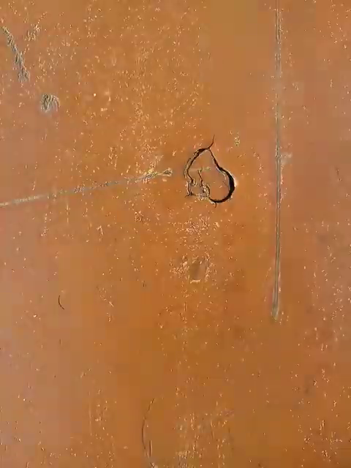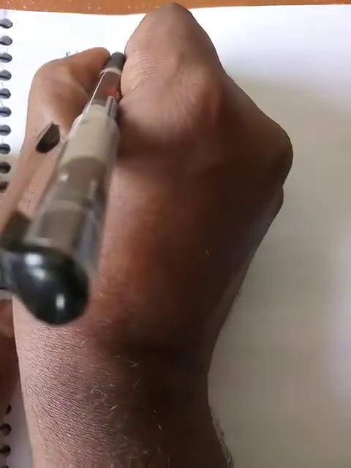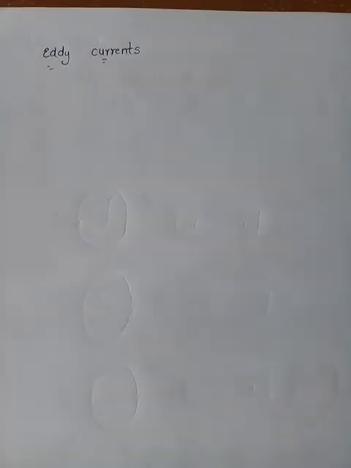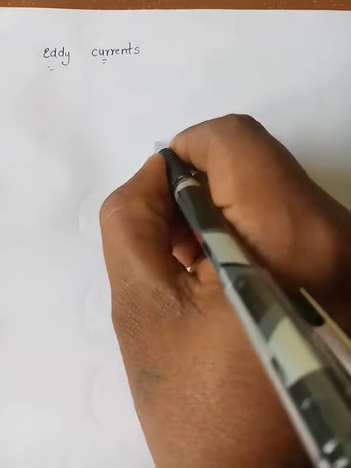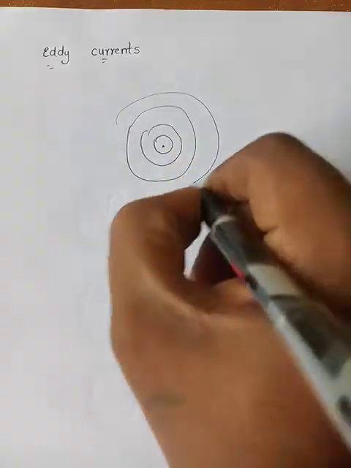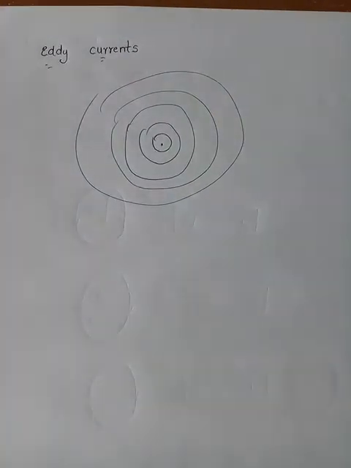Next concept is eddy currents. Very important for 2 marks. What are eddy currents? For example, take a water pool and throw a stone in it. What happens? It forms circles around, because you are causing a disturbance in the water by throwing a stone. The waves will spread throughout the water depending upon the stone you have thrown.